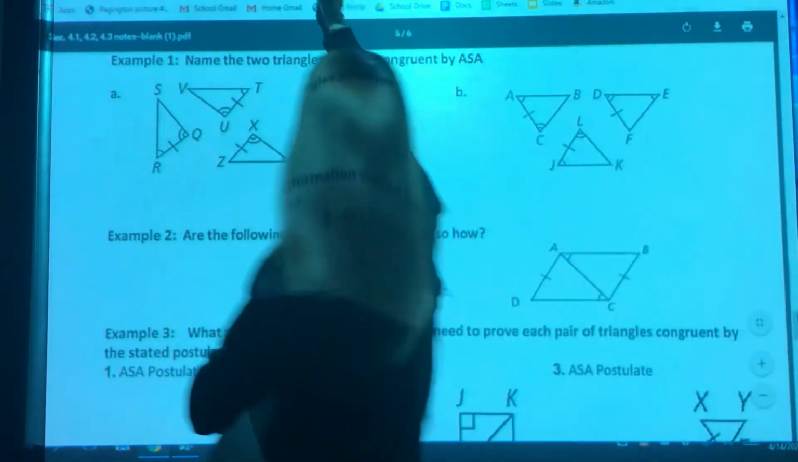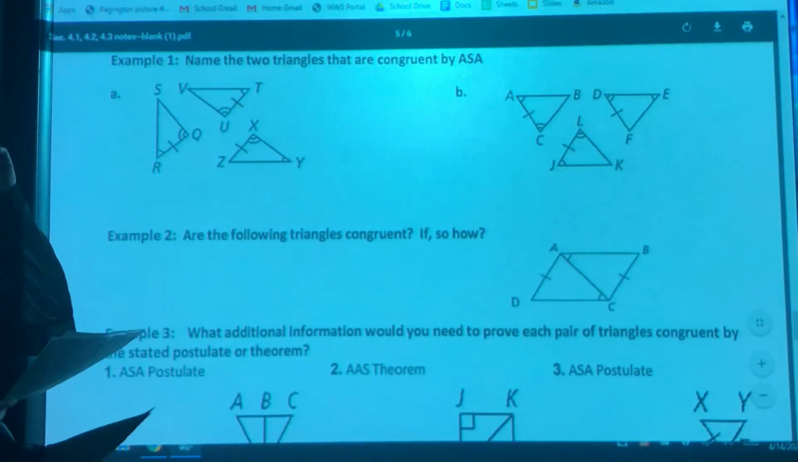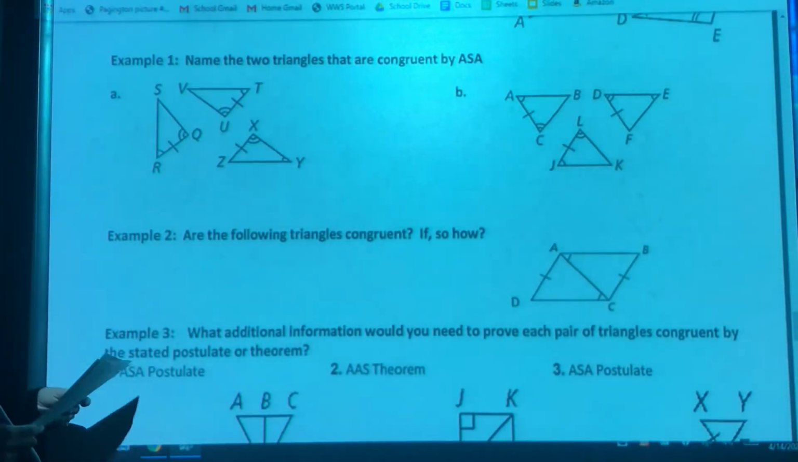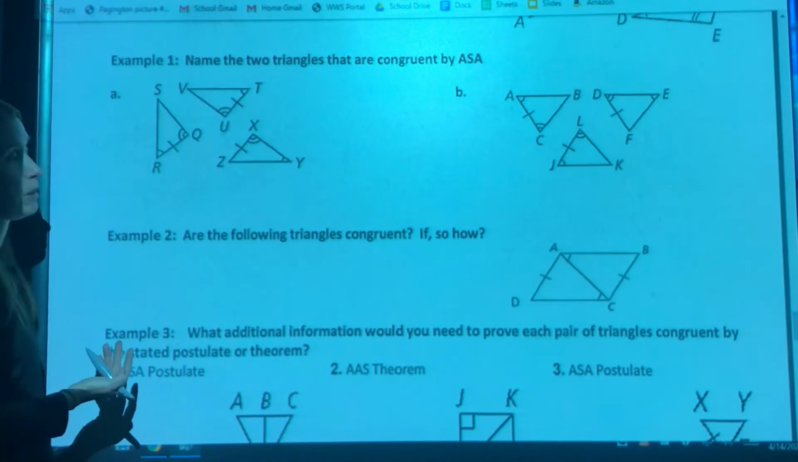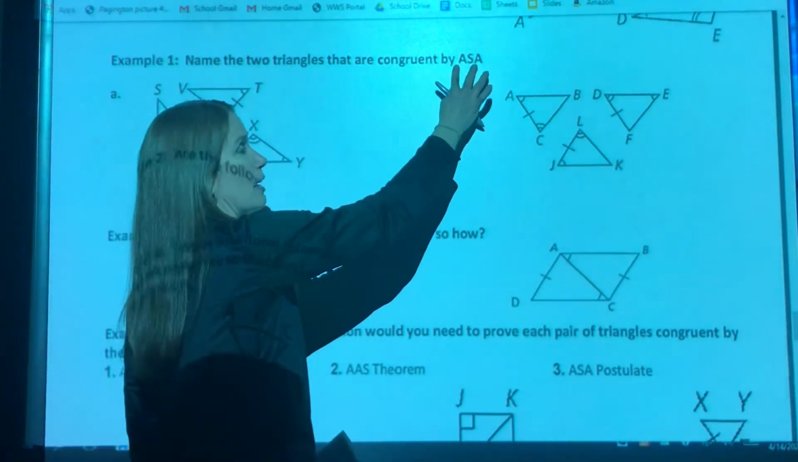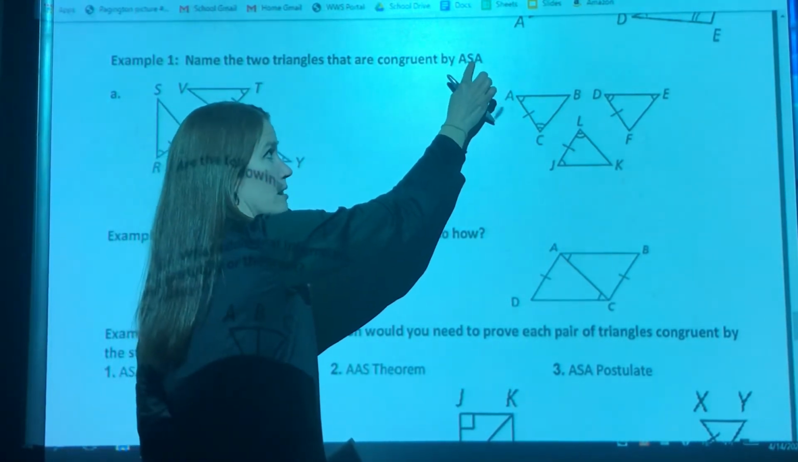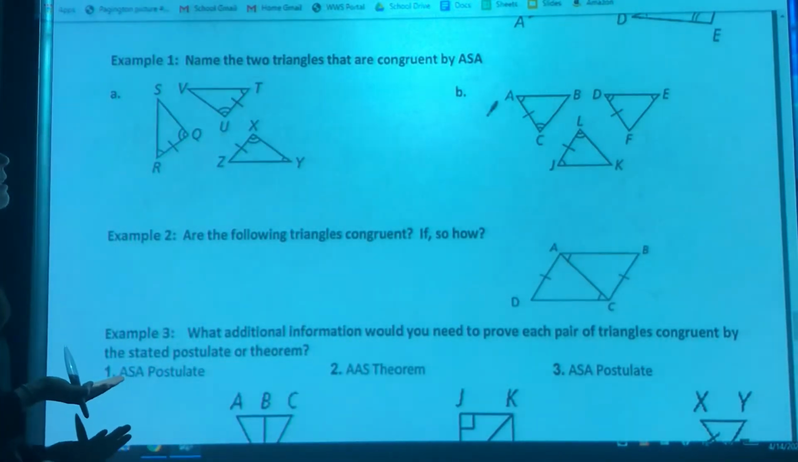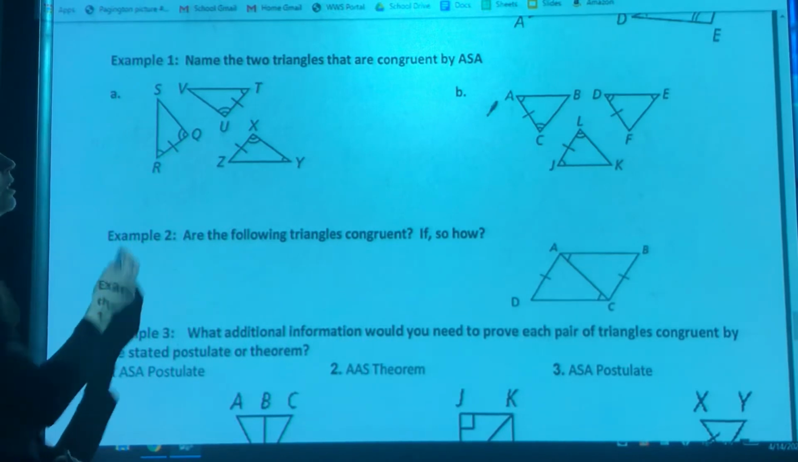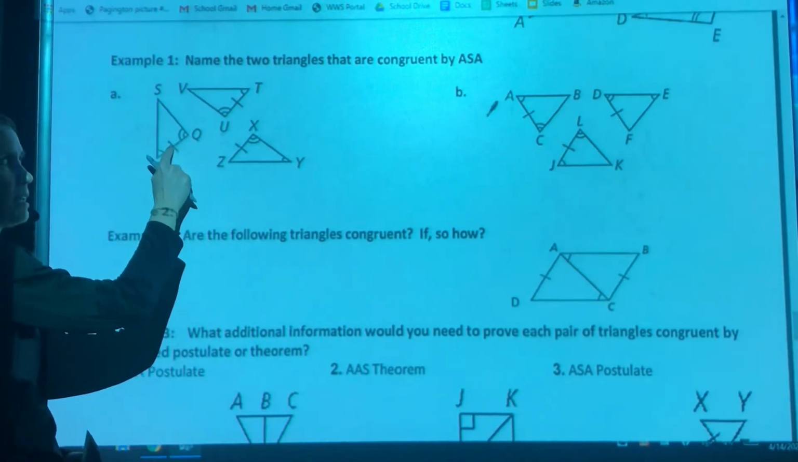Okay, so on example 1, what they're asking us to do here, it says name the two triangles that are congruent by angle, side, angle. So in this case, I'm just picking which two represent angle, side, angle. Again, there's two angles marked congruent, and there's one side, and the side is right in between the two angles. It's the included side. So here I see two angles and a side, and the side is right in between the two angles.